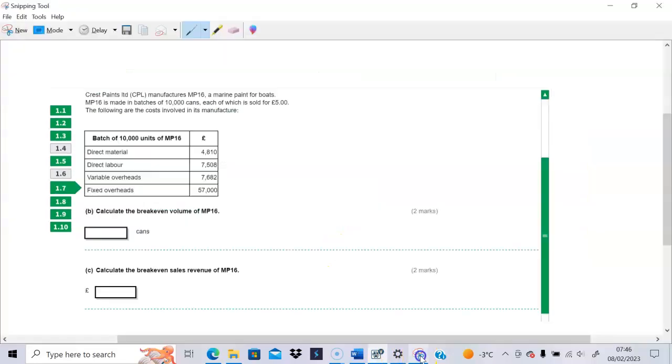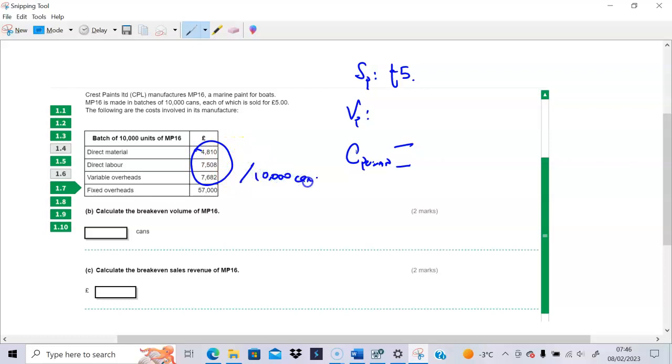Right, so I've copied that out. So what do we have here? We have a nice little scenario where they're telling you, listen, the selling price of each can is $5. So ultimately, you really want to try and find what the contribution is per can. And that means to find the contribution per can, I need to find the variable cost per can, right? And the variable cost per can would be for me to focus on all of those variable costs over there divided by the 10,000 cans that are made in the batch, right?